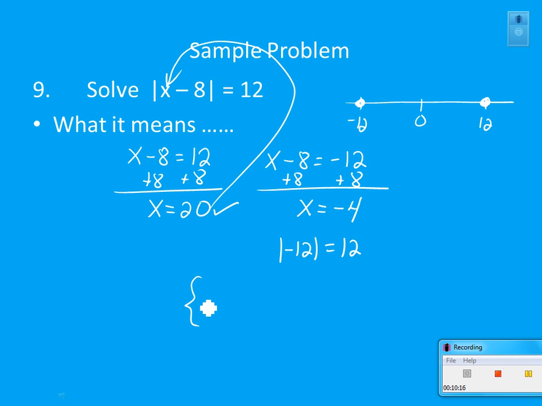So parenthesis, negative 4, comma, 20. Ms. Harris, can we use a parenthesis to put those in? Nope, because that means something else. Can we use a bracket? Nope, because that means something else. It's got to be these parentheses. Hey, and trust me, guys, I've seen some ugly parentheses. Just do your best. It's just kind of a little swoop.